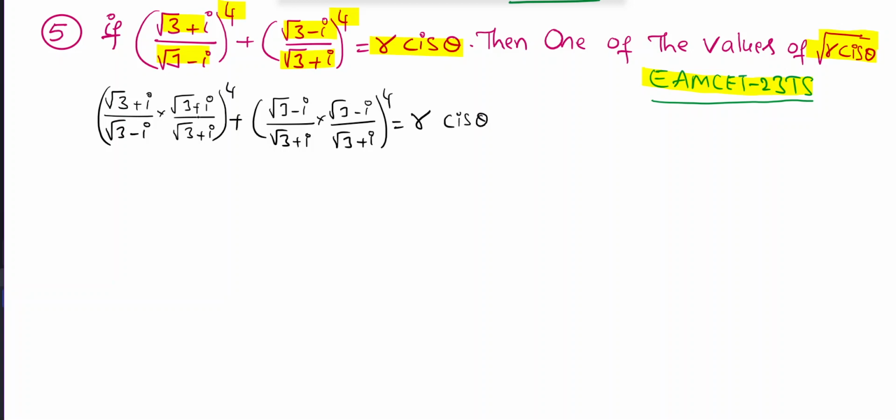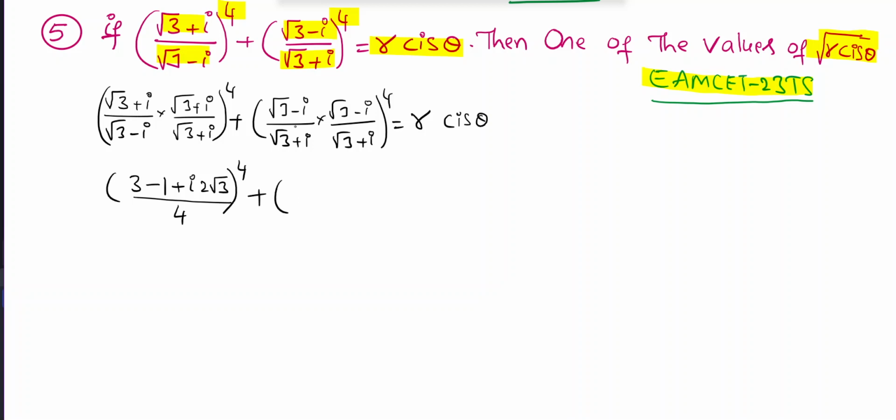So the numerator is (√3 + i) into (√3 + i), that is (√3 + i) whole square. Using (a + b) whole square, that is 3 + i² which is −1, plus 2√3 i. In the denominator, (√3 − i)(√3 + i) is 3 − i², that is 3 + 1, whose value is 4. So this whole to the power of 4.